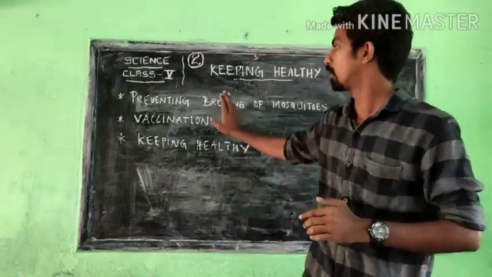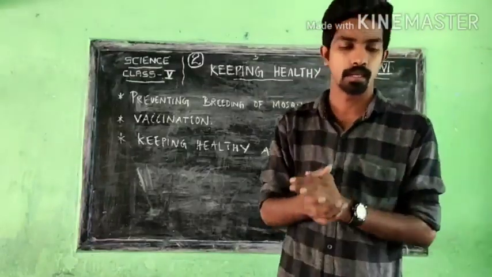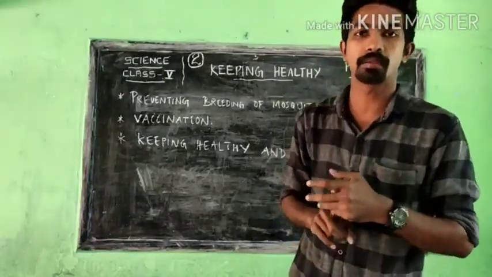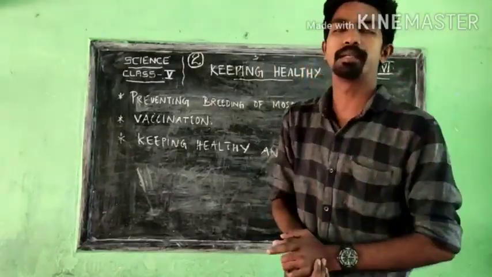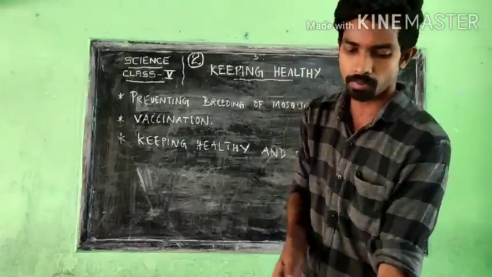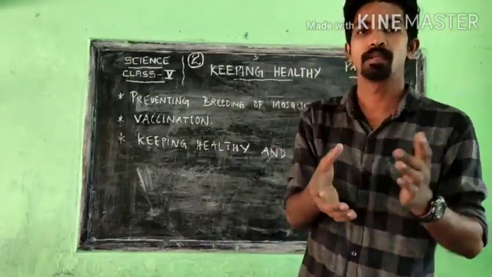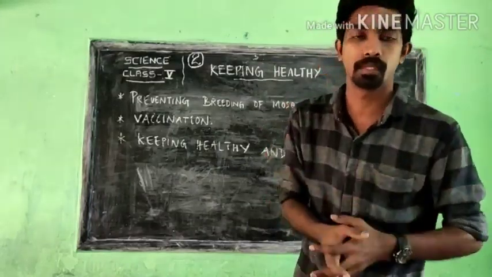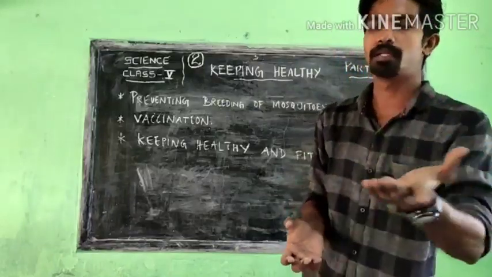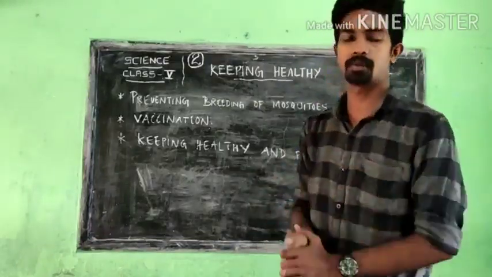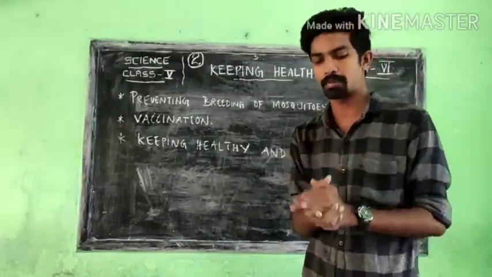We were discussing how we can prevent communicable diseases. We already discussed sunlight: with the help of sunlight and heat, we can prevent communicable diseases, and we discussed that in the last video. And one more, clean water and food. If the water and food are contaminated, we cannot take such food and water, because they give us different types of diseases. So we were discussing how we can stay safe from different types of communicable diseases.